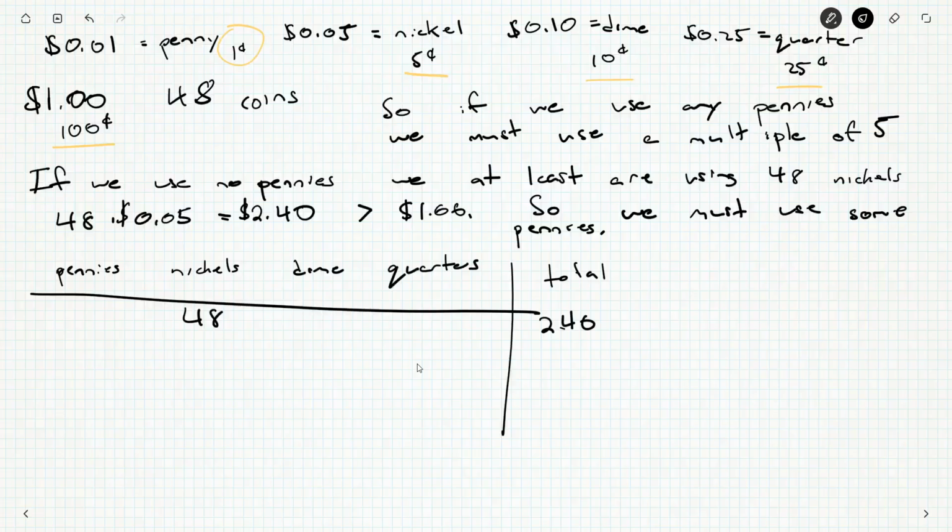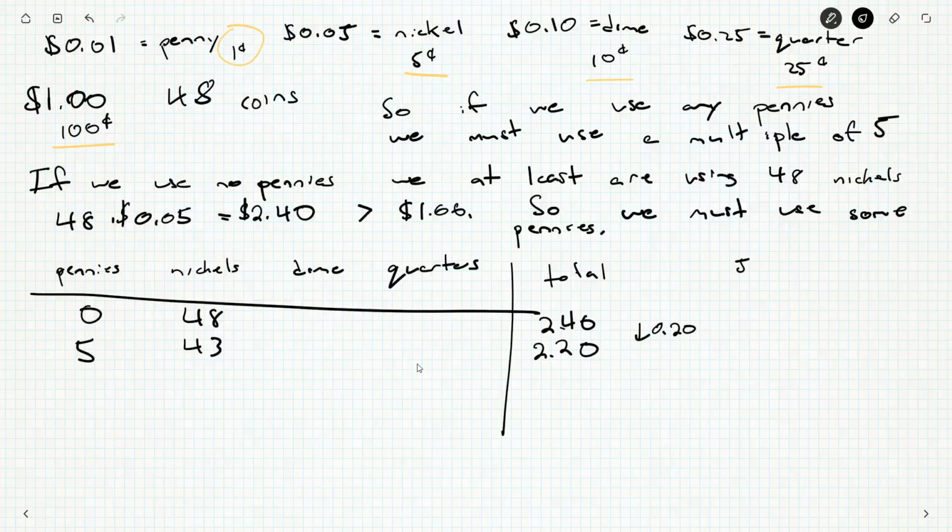So what if we gave 5 of these nickels and turned them into pennies? Because remember, we need to use multiples of 5. Well, we'd have 43 nickels left to work with. Okay? And if we need to, grab your calculator. 43 times 0.05 plus 5 times 0.01. I get $2.20. So by just shifting 5 of these nickels into pennies, I've gone down by 20 cents, or $0.20.